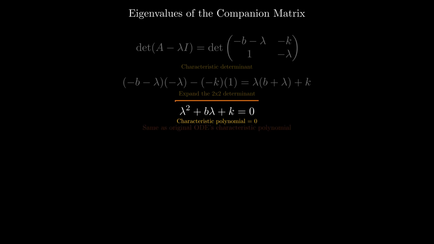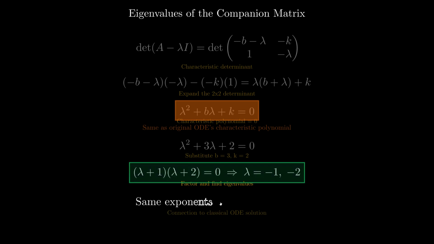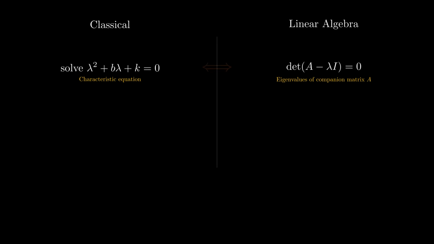Notice something remarkable. This is literally the characteristic polynomial of the original second order ODE. Now plug in b = 3 and k = 2. We get λ² + 3λ + 2 = 0, which factors as (λ + 1)(λ + 2). The roots are λ = -1 and λ = -2. These are exactly the exponents you would obtain from the classical ansatz y = e^(λt) applied directly to the original differential equation. The eigenvalues of the companion matrix are exactly the characteristic roots of the ODE. It's the same computation expressed in two different languages.